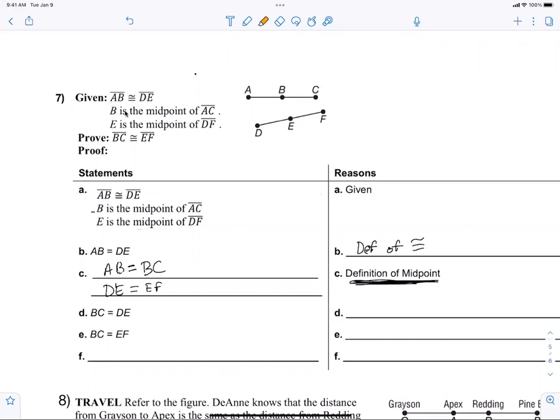Line C. She's saying, I'm looking here. AB is equal to BC, and AB is equal to DE. So now I'm looking that AB is equal to DE. And BC is equal to DE. So what did I do to get that? I replaced what? What did I replace? Come on.